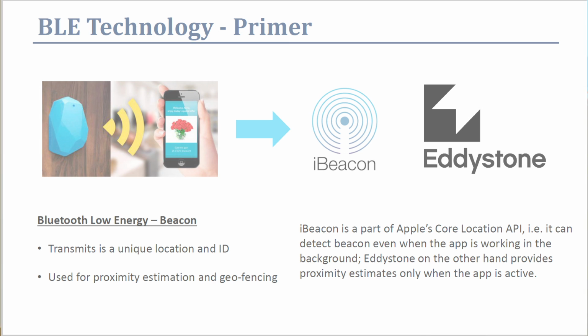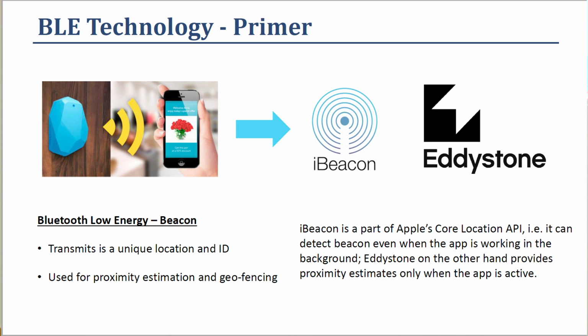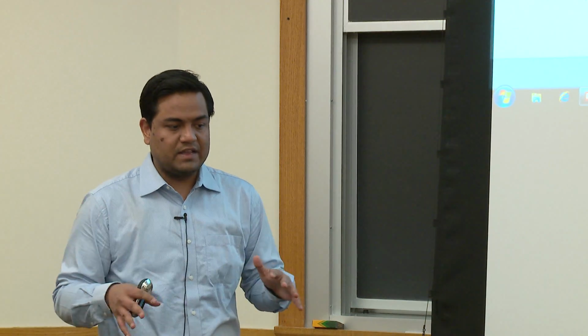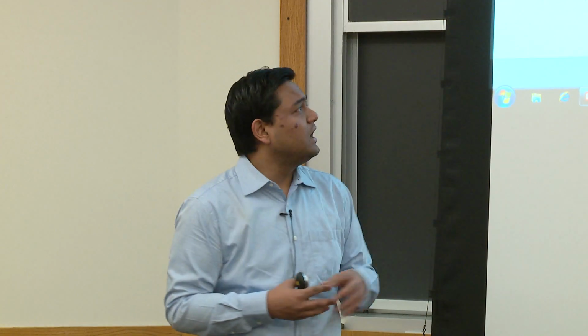BLE has two main cornerstones right now, which are being used to develop all the BLE applications. One is the iBeacon and the other is the Eddystone. As always, iBeacon is the format that has been given out by Apple, whereas Eddystone is something that Google came out with. Both of them are fundamentally very different.